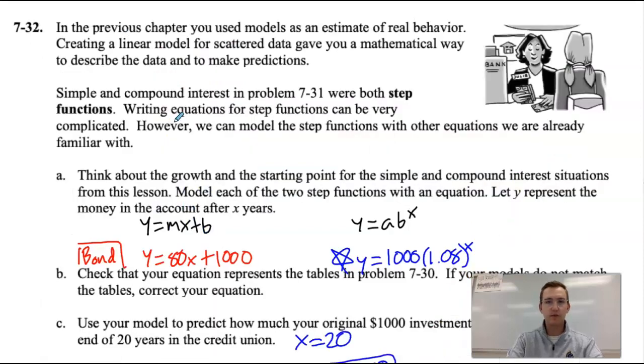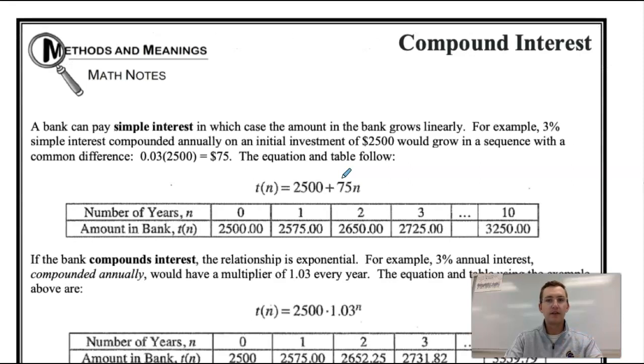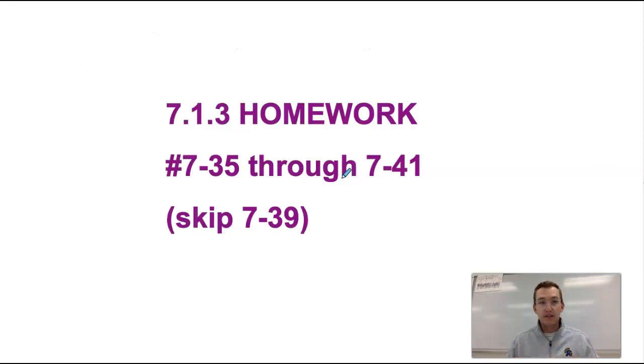All right, folks, so that's where we are going to stop for today. Take a look at 734 on your own, kind of a challenge problem. If you can figure that one out, great. We'll have the answer for you in the filled in notes. Other than that, the homework for tonight is 7.1.3. Make sure you skip 739. We don't know how to do that one, so don't worry about it.